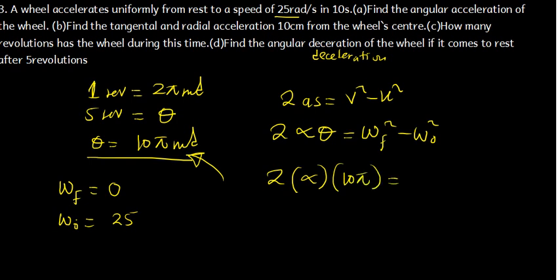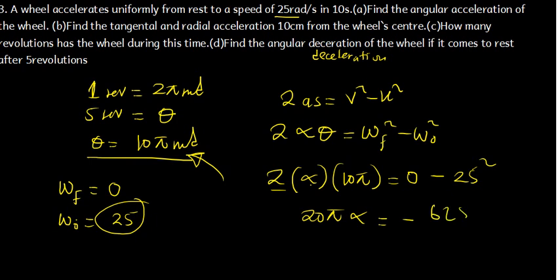The final speed is going to be 0 because it's going to rest. The initial was 25 radians per second, so 25 squared. So this is going to give us 2 times 10 pi, that will be 10 pi, and then alpha, that will be negative 25 squared, that is 625. So divide both sides by 10 pi.